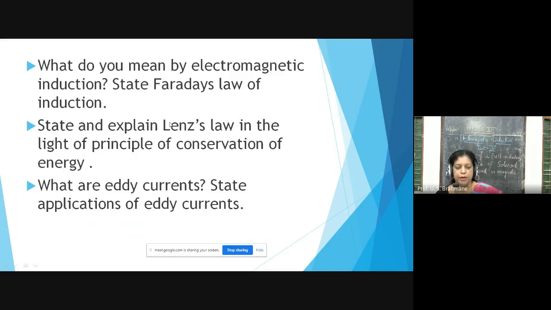Then: state and explain Lenz's law in the light of the principle of conservation of energy. Then the third one is: what are eddy currents? State the applications of eddy currents. So go through eddy currents, what they are, how they work, how they can be avoided or prevented, and what the applications of eddy currents are.